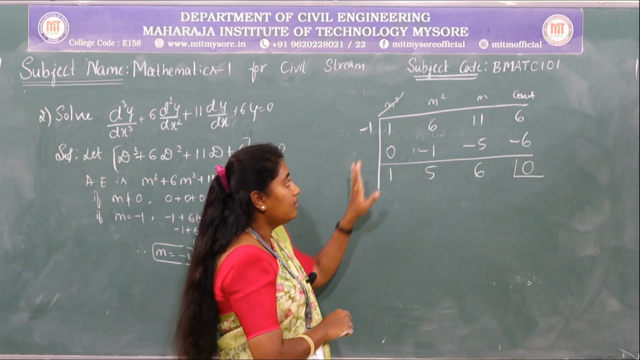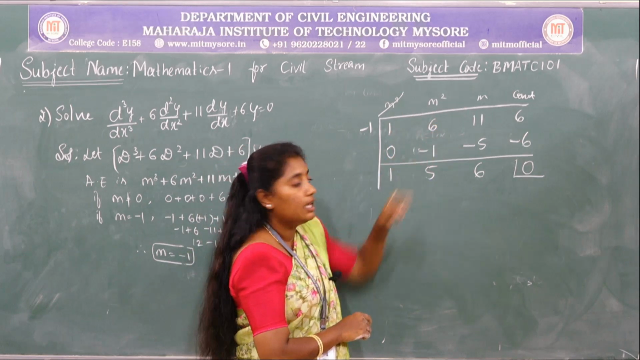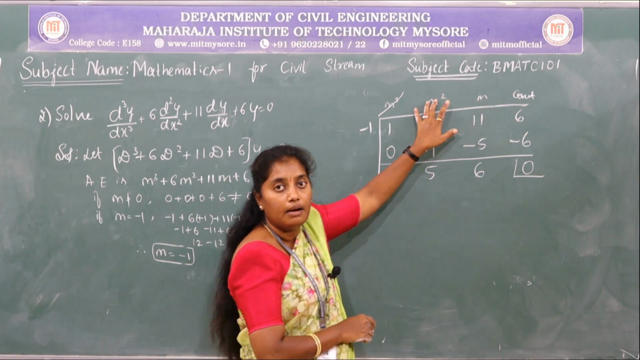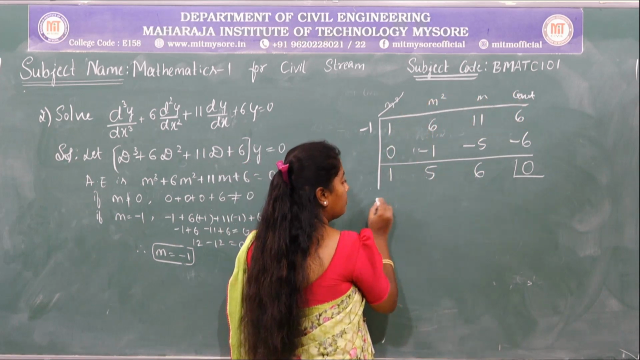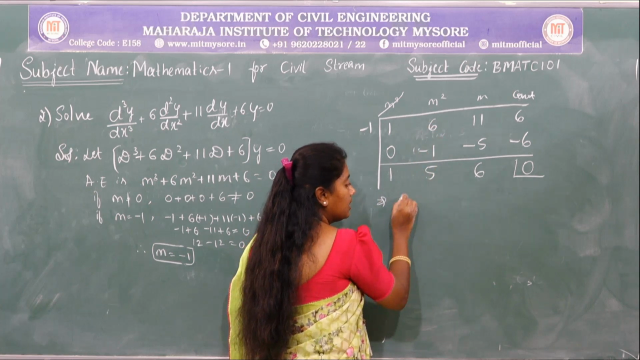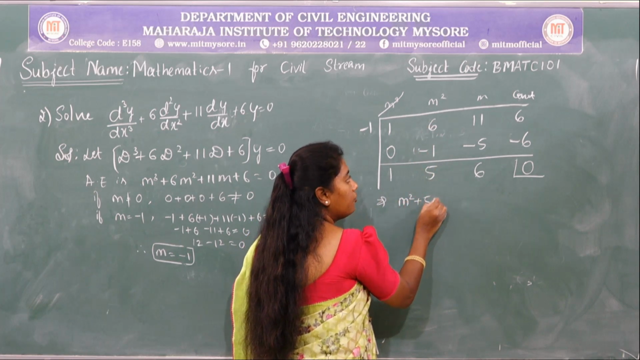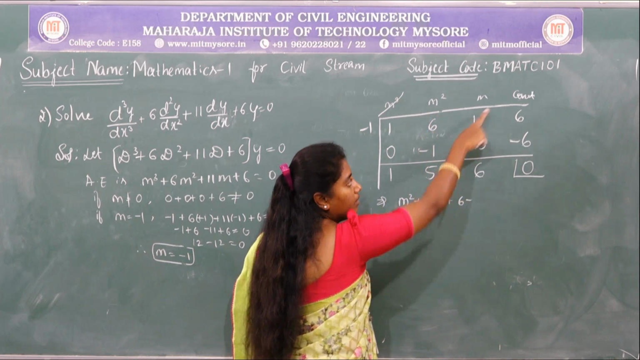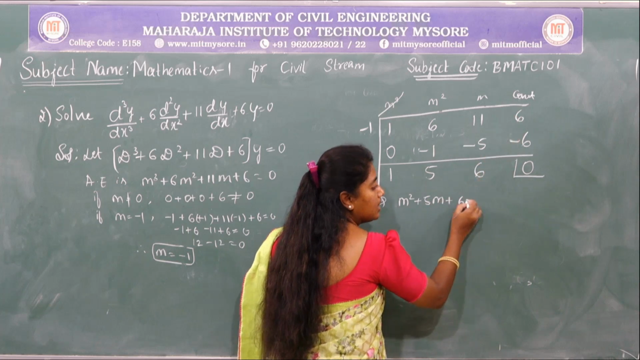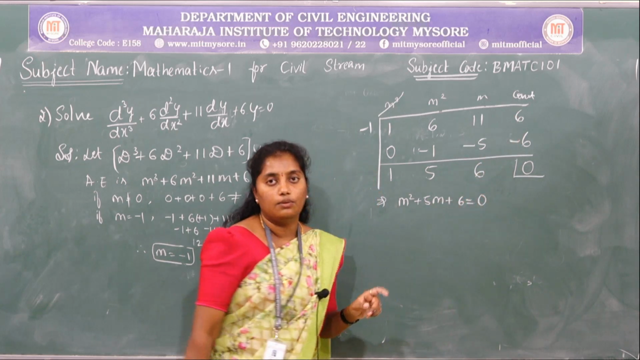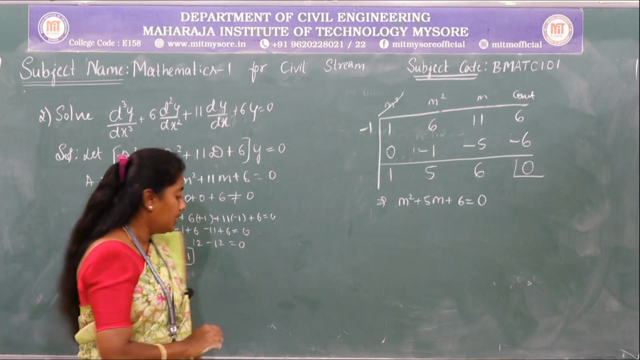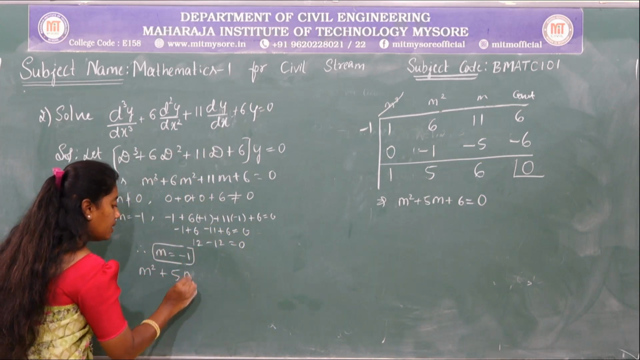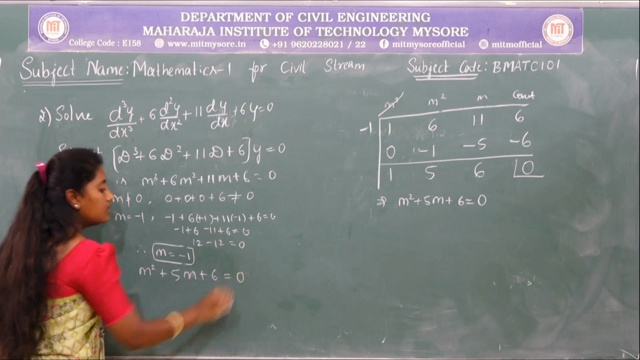So now write the equation in the remaining form, with the constant term power 1, power 2. So what we get here is 1 into m square plus 5 into m plus 6, the constant term, equal to 0. So this is the obtained quadratic equation. Let us write that m square plus 5m plus 6 equal to 0.